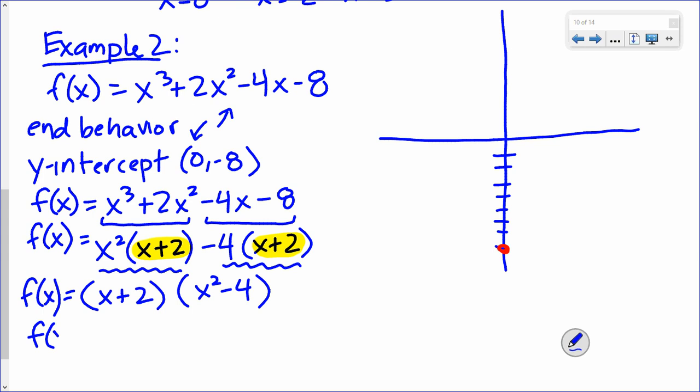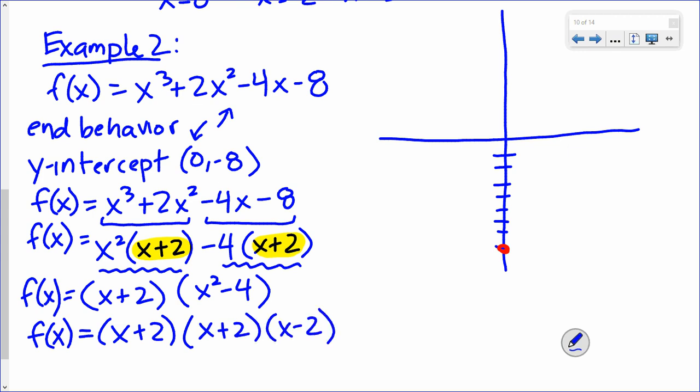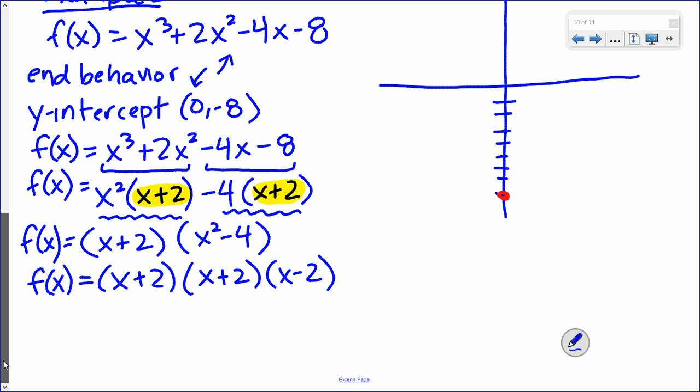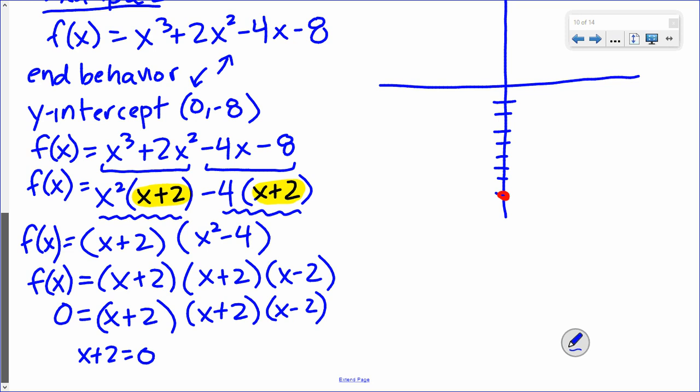Now, again, the cool part here is that I can actually keep going because x squared minus 4 is also factorable. It's x plus 2, x minus 2. That's called the difference of squares. And I can factor that again. Now, here I go. I've got mini equations. To find the zeros, you set this equal to 0, and then you solve the mini equations. X plus 2 equals 0, so x is -2. X plus 2 equals 0, so x is -2 again. X minus 2 equals 0, so x is 2.